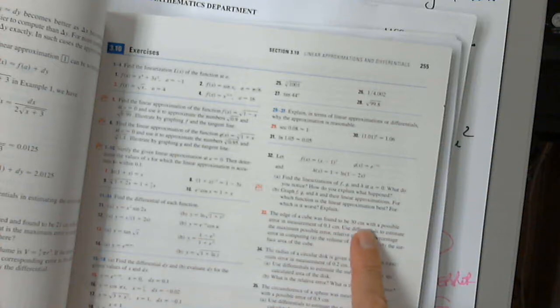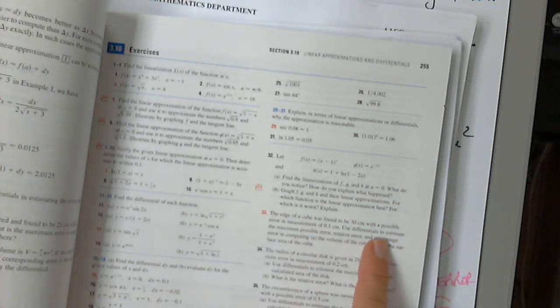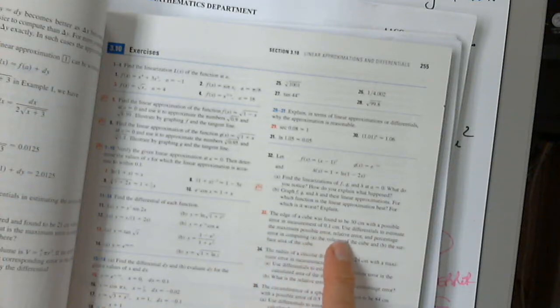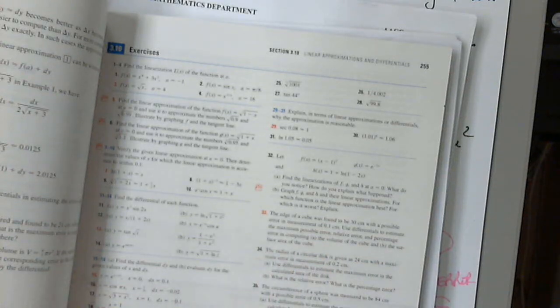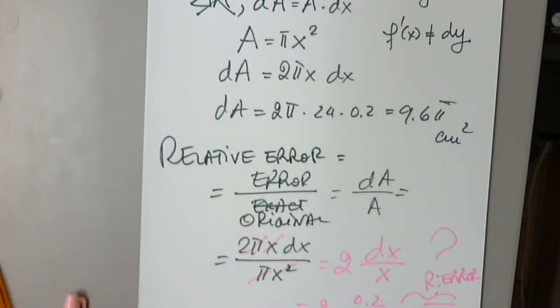The edge of a cube was found to be 30 centimeters with a possible error in measurement of 0.1. Use differentials to estimate the maximum possible error, relative error, and percentage error in computing the volume of the cube as well as the surface area of the cube. So this is problem 33 on page 255.